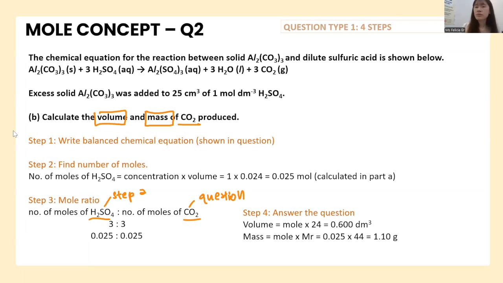With this, we can also fill in the answer into your booklet. So let's fill it in. The number of moles of carbon dioxide would be 0.025. Then the volume would be 0.6 and the mass would be 1.1.